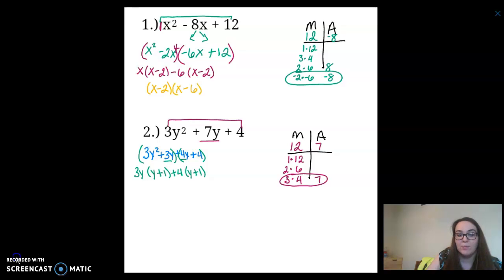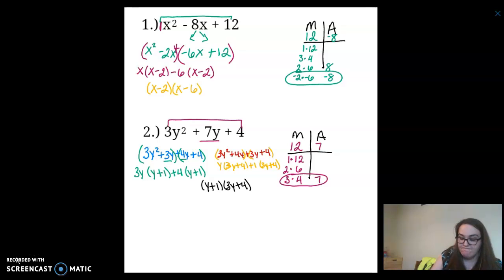So if you did, you can check yours with what I'm about to put on there now and see if yours matched that one. What I just wrote off to the side in the red and yellow was if you happen to have switched your 3y and 4y, remember it's not going to matter. Those are the exact same thing. Both of them will lead to the same answer of y plus 1 times 3y plus 4. And remember, order does not matter.